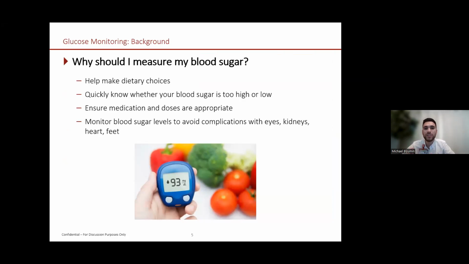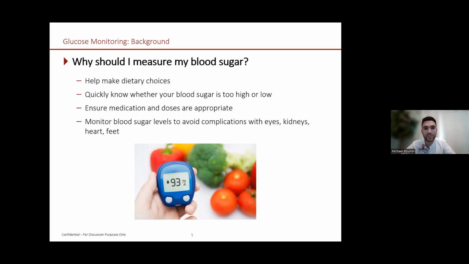Now, why should we measure blood sugar? So first, measuring blood sugar can help us make dietary choices. Of course, as we said, diet is one of the big components in terms of where we get our blood sugar from. So if we know what our blood sugar is and how certain foods affect our blood sugar, that will help inform our dietary choices and allow us to make dietary choices that are in line with keeping our diabetes in control.